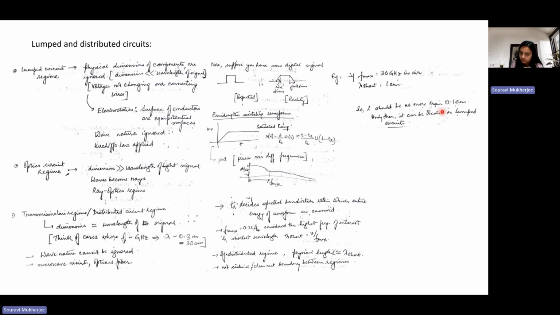If it is smaller, then you can ignore the effect and you can say that we are in the lumped circuit regime. But if it is equal to 0.1 centimeter or larger, then it becomes the distributed regime, right? So basically 0.1 times lambda short. That's how you can define your cutoffs, right? These are not very clear-cut boundaries between different regimes, but that's how you can roughly estimate.